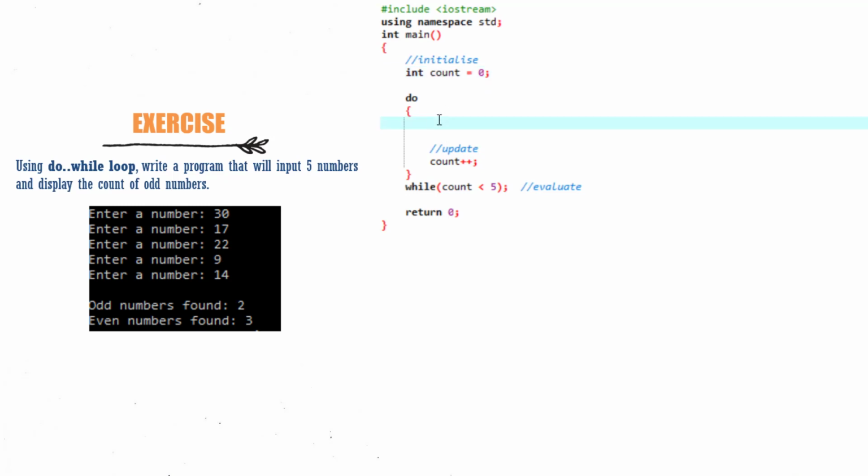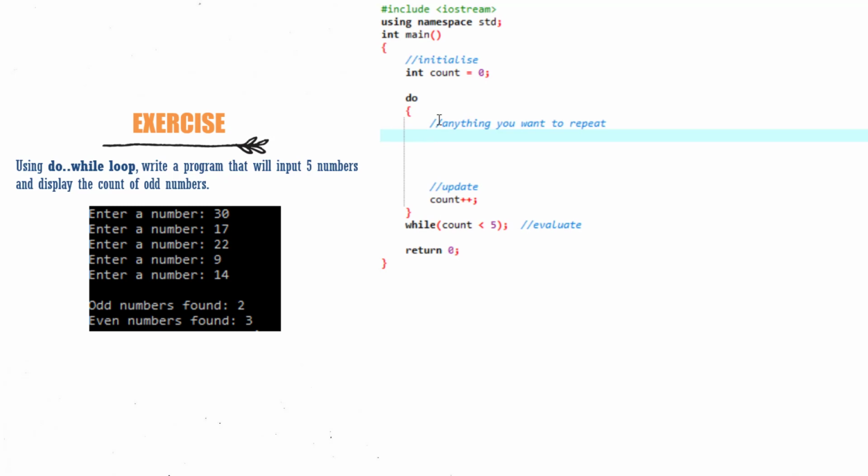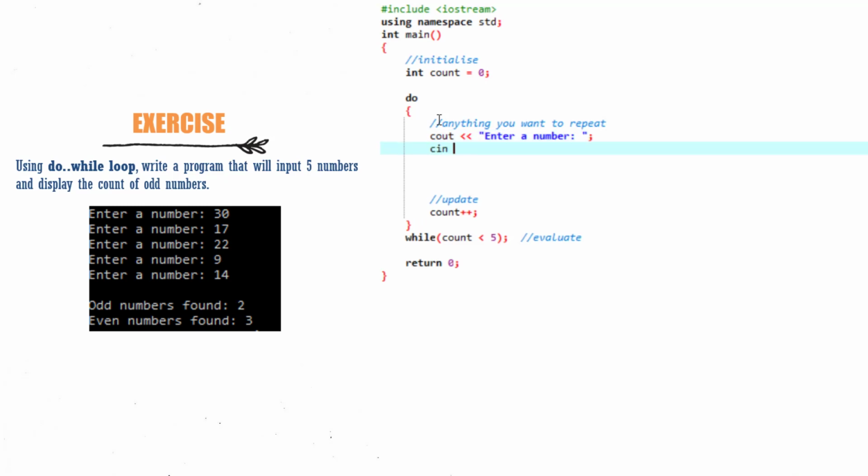Whatever you want to repeat, you put it inside here. Since we want to repeat the input, we write here, enter a number. This is what we want to repeat, so we must get the input, which is num. We can declare that as integer.